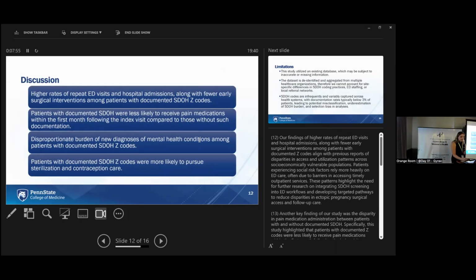Another key finding of our study was the disparity between pain medication administration between patients with and without documented social determinants of health. Specifically, the study had highlighted that patients with documented Z codes were less likely to receive pain medication within the first month following the index visit compared to those without said documentation. The reasons for this finding exactly are unclear. This may be due to patient or provider factors. Prior research has shown, though, that emergency physicians may underestimate the severity of pain experienced by individuals from marginalized or high-risk demographic groups, contributing to inequities in analgesic treatment.